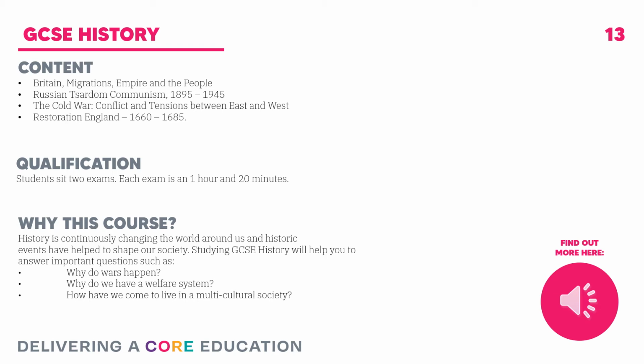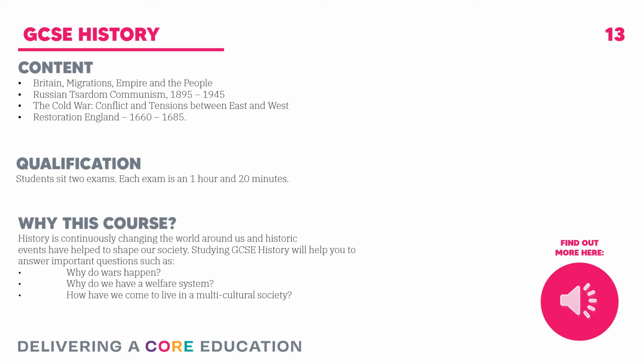You will receive a qualification if you pass this course in GCSE History. The 4 topics are divided across 2 exams. So 2 topics per exam, so you only sit 2 exams in GCSE History. Each exam is an hour and 20 minutes.